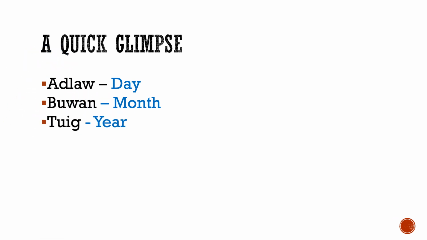And then tuig. Tuig is year. Now again, I would like to emphasize that for the Visayan language or the Cebuano dialect, every combination of consonants and vowels that forms a syllable, they are pronounced separately. So some of you might read this word as twig, but this is read as tu-ig. So the first syllable is tu, and the second syllable is ig. Sometimes it's easier for you to just put a hyphen in between to designate that this is the end of one syllable and this is the beginning of another syllable.